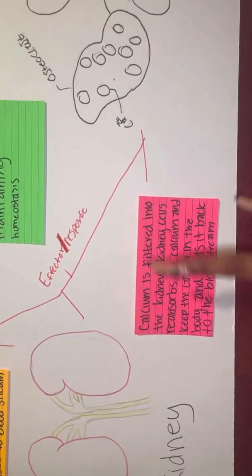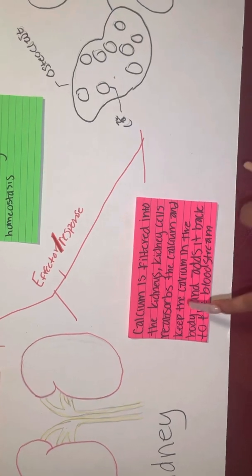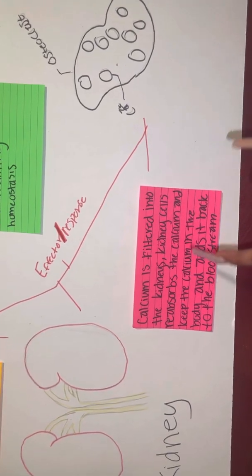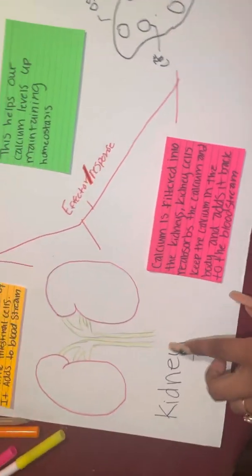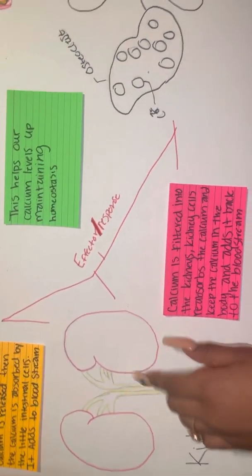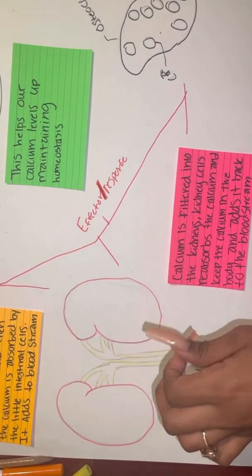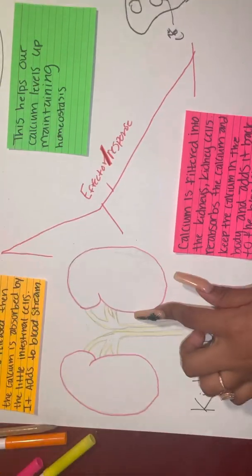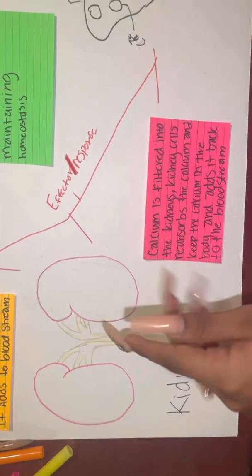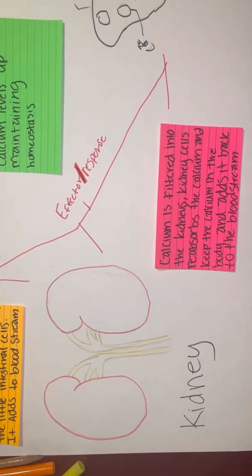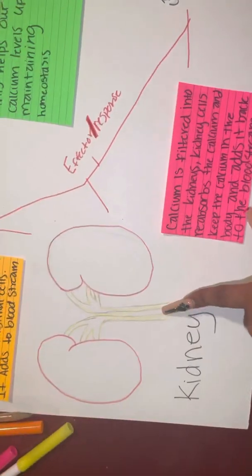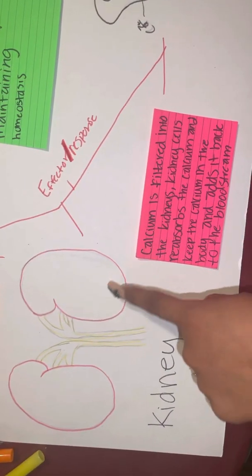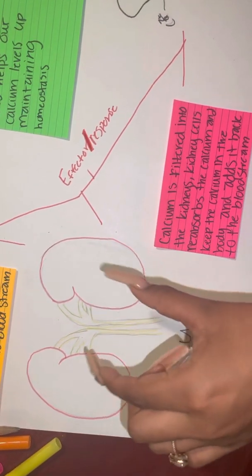Calcium is filtered into the kidneys. Kidney cells reabsorb the calcium and keep the calcium in the body and add it back to the bloodstream. So whenever you have low calcium, usually the urine will have low levels of calcium. The hormones are the ones that tell the kidney to not filter out the calcium.